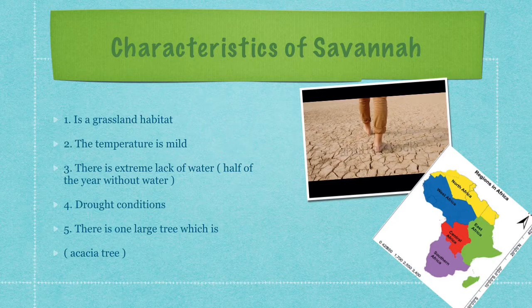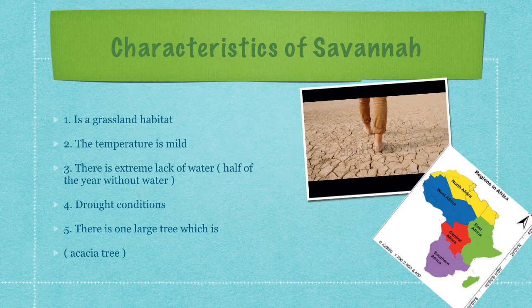Now we will study the characteristics of savanna. Savanna forest is a grassland habitat. The temperature in the savanna forest is mild. In the savanna, there is extreme lack of water during the dry season, which lasts for half of the year without rainfall. Savanna forests are characterized by drought conditions, so most large plants can't grow.